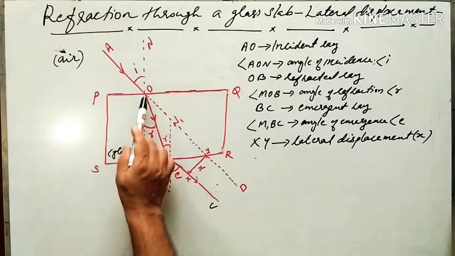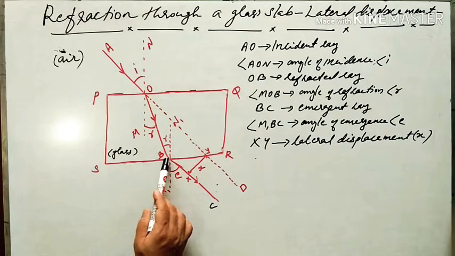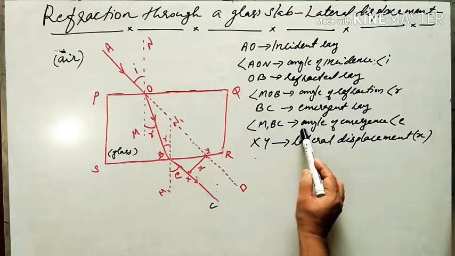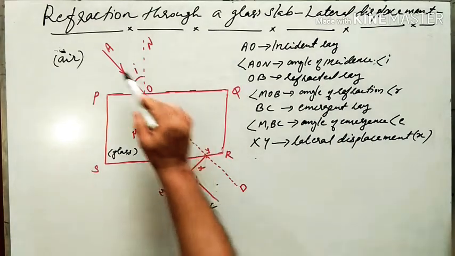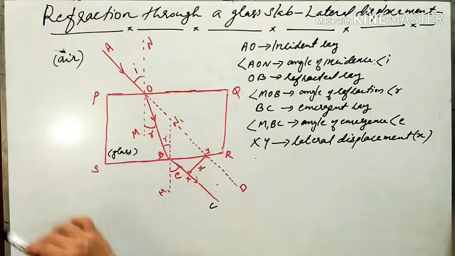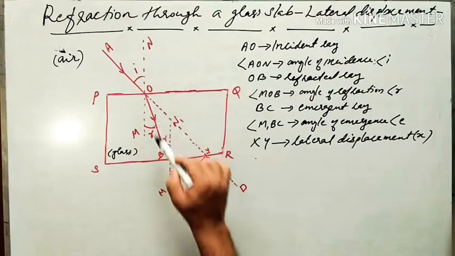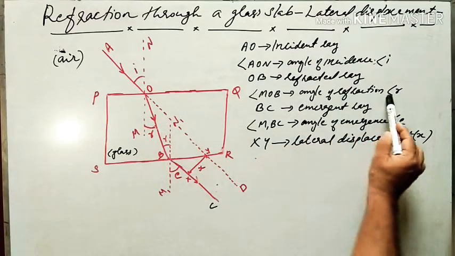AO is the incident ray, OB is the refracted ray, BC is the emergent ray, such that angle M1BC is called angle of emergence. Angle AON is called angle of incidence, and angle MOB is called angle of refraction.